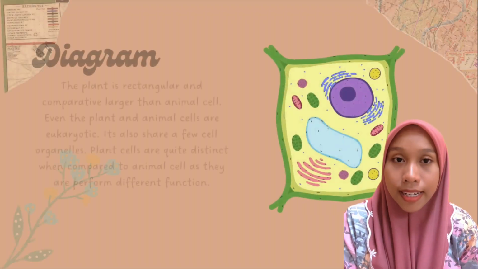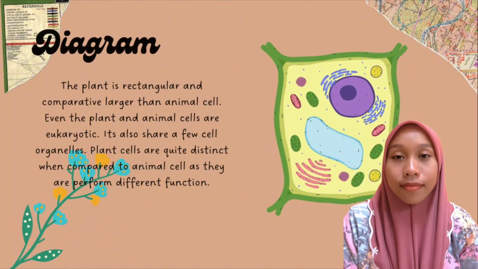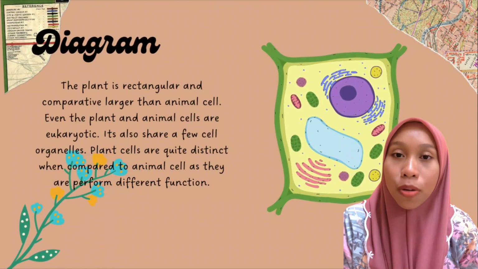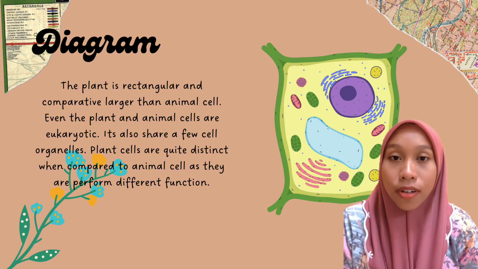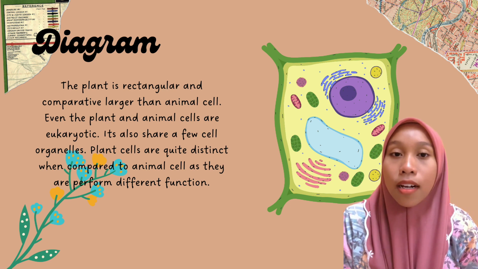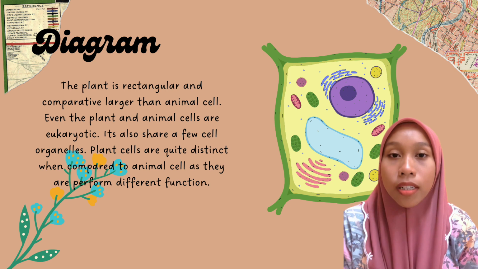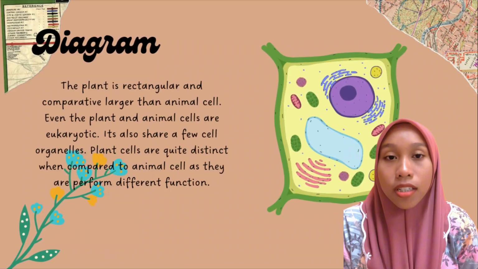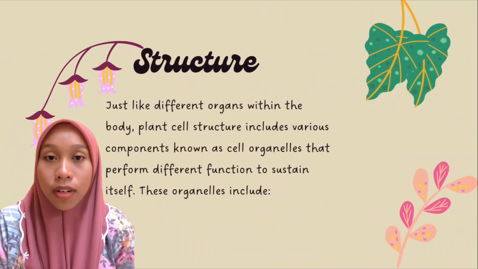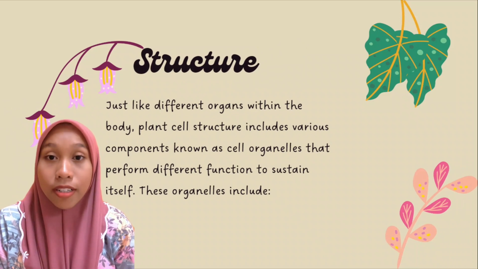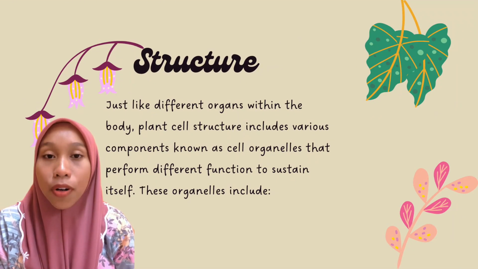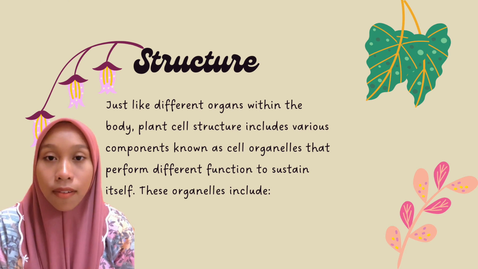So, the next slide is about diagram. The plant cell is rectangular and comparatively larger than animal cells. Even though plant and animal cells are both eukaryotic, they also share a few cell organelles. Plant cells are quite distinct when compared to an animal cell as they perform different functions. The structure of a plant cell is just like different organs within the body. Plant cell structure includes various components known as cell organelles that perform different functions to sustain itself.